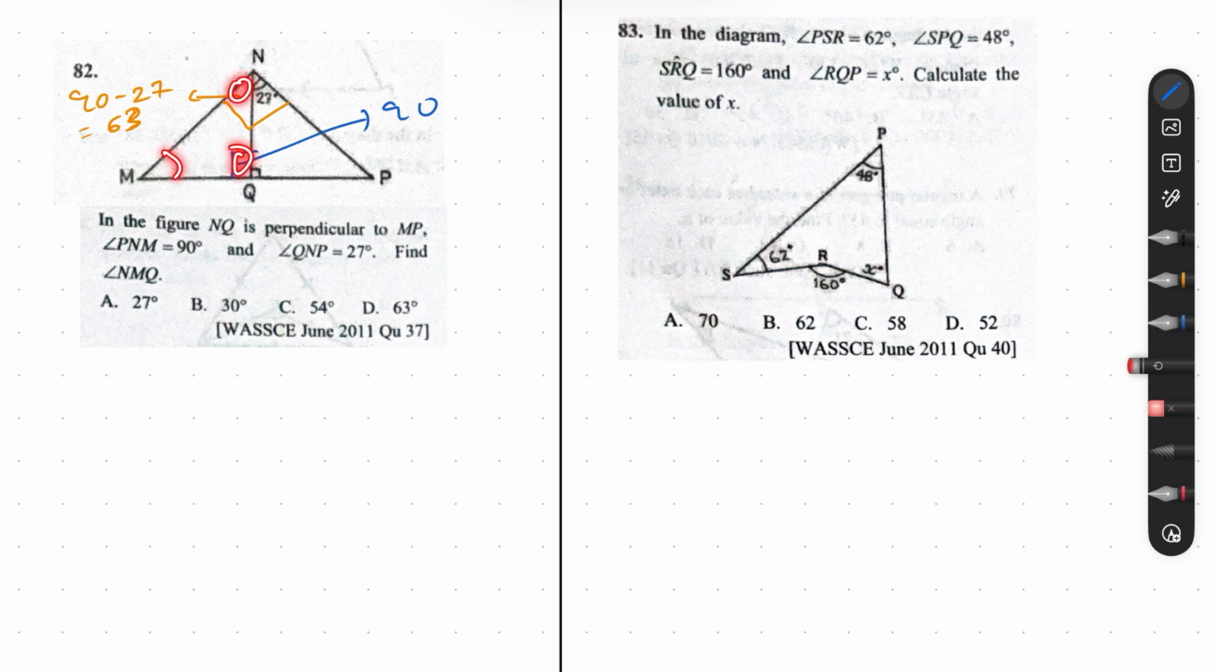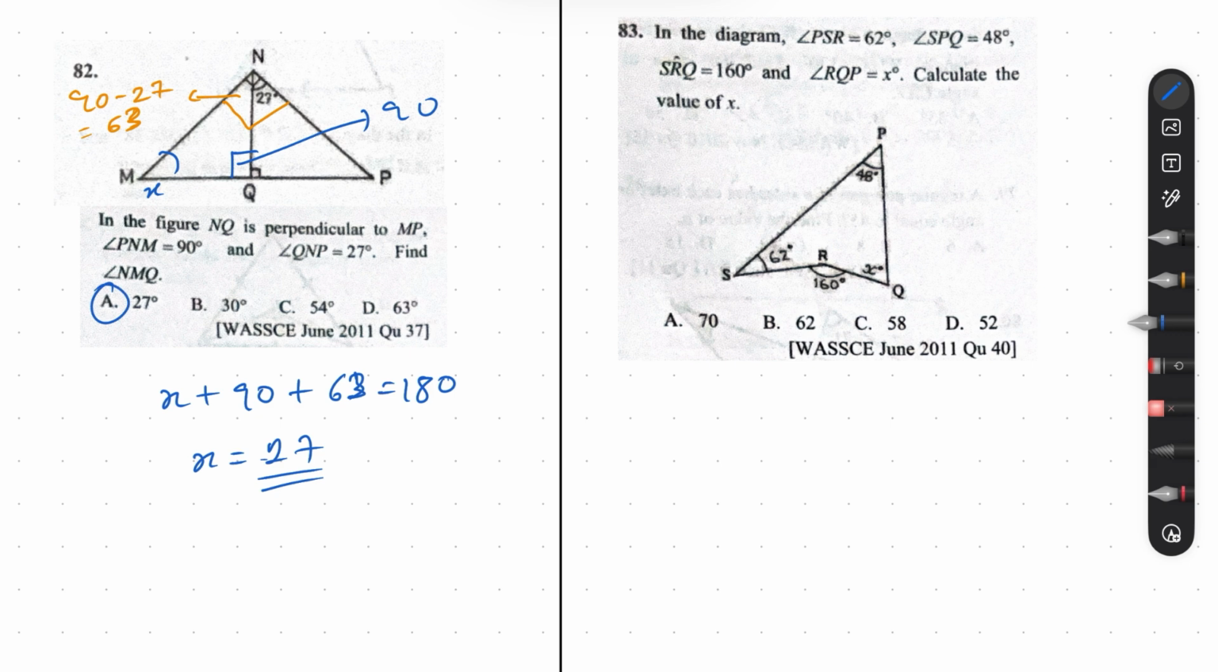How do you find this angle? Supposing that angle is x, then x plus this angle plus this angle should give us 180. So x plus 90 plus 63 should give us 180. So x should give us 27, which is A.